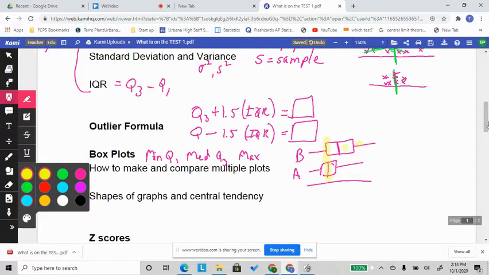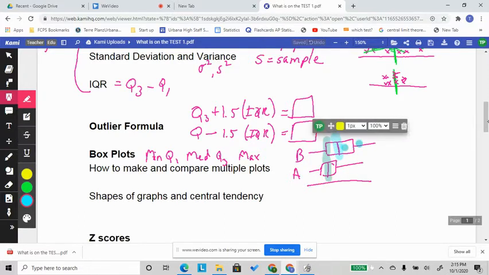I'm just trying to change the color here to blue. Another thing that I can see is that 50% of B is higher, their scores are higher than 75% of A. So those are things that I'm looking for in sentences.